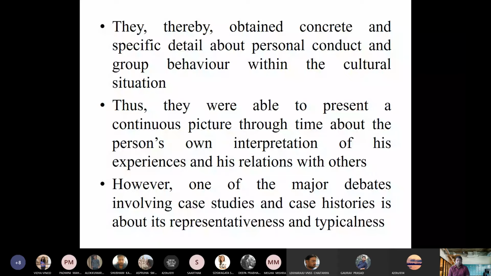However, one of the major debates involving case studies and case histories is about their representativeness and typicalness. Whenever we are interpreting cases, I can really understand whom it is representing and what its typicalness is, which really gives a priority and helps in the society.